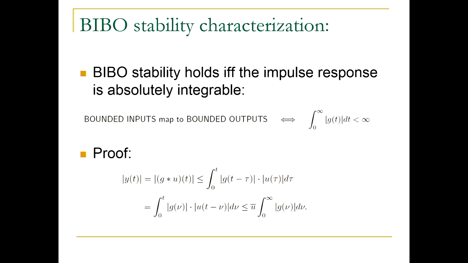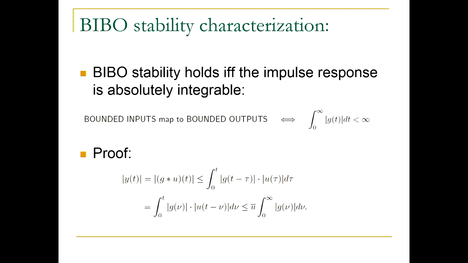So, you may ask yourself, when would the output be bounded? If I write the output as the convolution, where G is the impulse response and this star means convolution of the impulse response with the input, we saw that this is one possible model for our system. Now, if I take the absolute value of the convolution, I can upper bound that by the integral of the absolute value of the impulse response times the absolute value of the input signal, right?